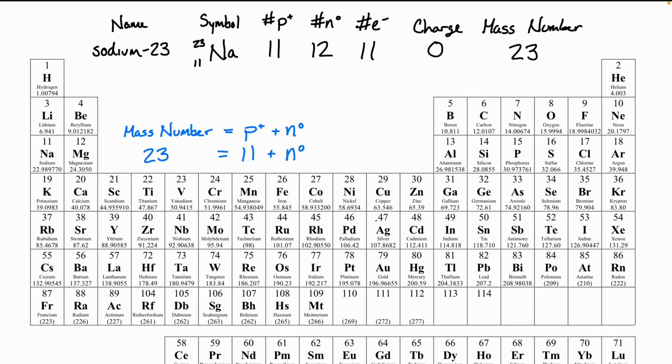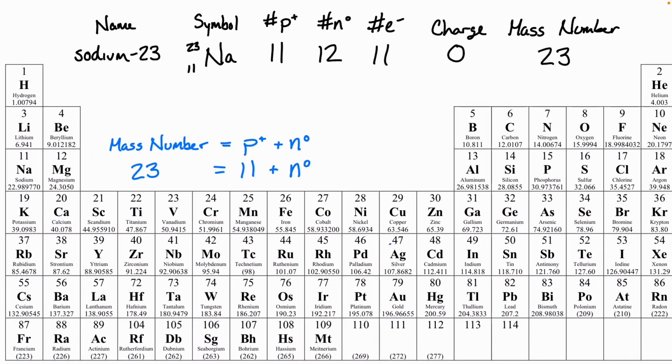All right, so let's play this game again here, but I'm going to give you some different pieces of information. I'm going to tell you that this next one has 17 protons, a charge of -1, and its mass number is 35. And I want you to see if you can fill in the rest of this information here.